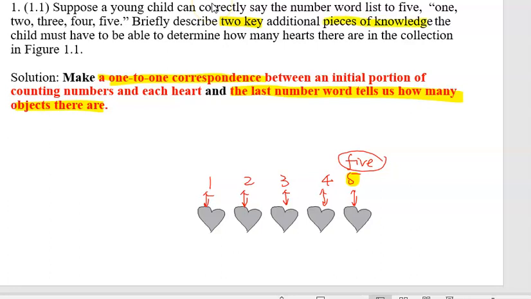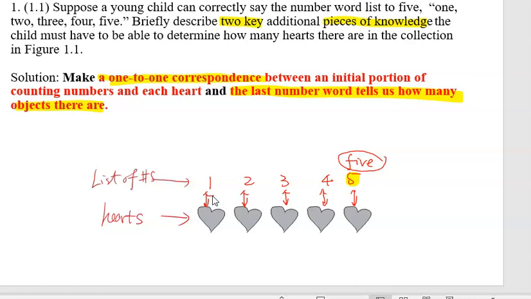And which 2? Number 1, they must be able to make a one-to-one correspondence between the numbers, the list of numbers, and each object. Here we're talking about the hearts, counting how many hearts here. So this is the list of numbers, and down here are the hearts, or any other objects, toys, toy cars, toy bears, dinosaurs.